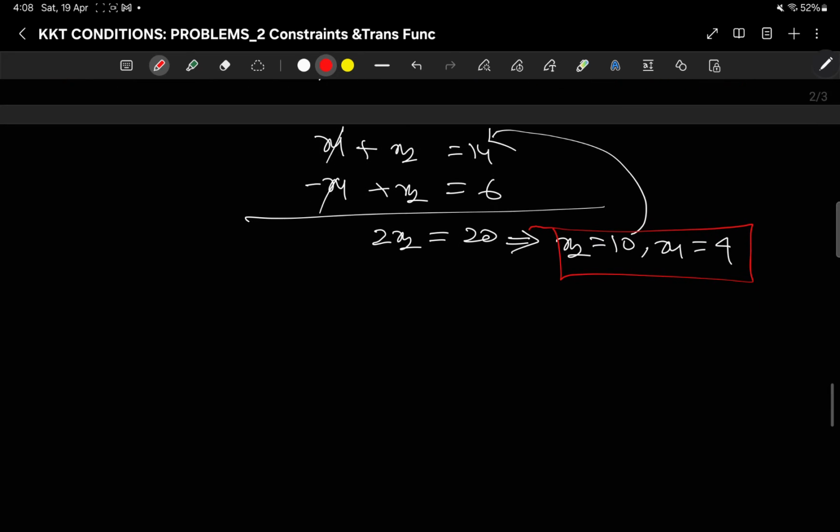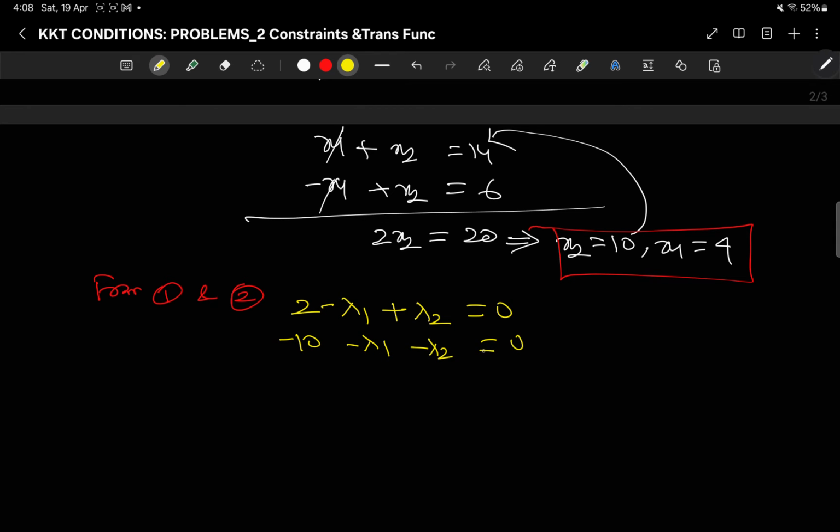Now from 1 and 2, 10 minus 2x2 minus lambda 1 plus lambda 2 is equal to 0, and 10 minus 2x2 minus lambda 1 minus lambda 2 is equal to 0.